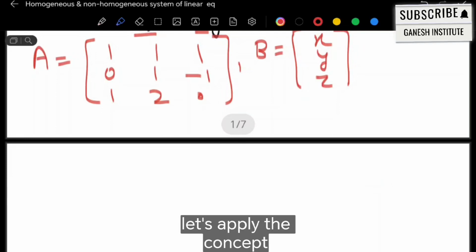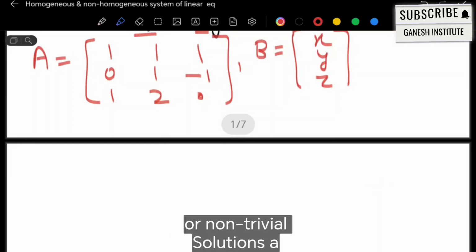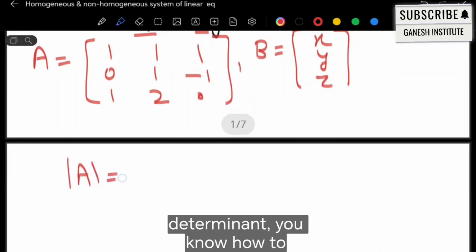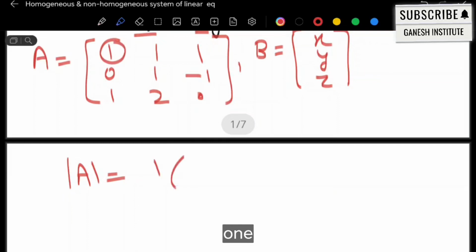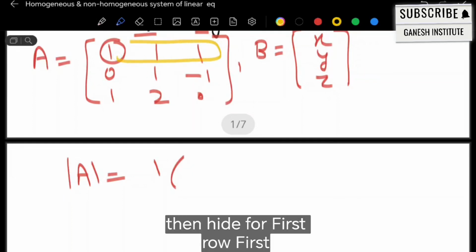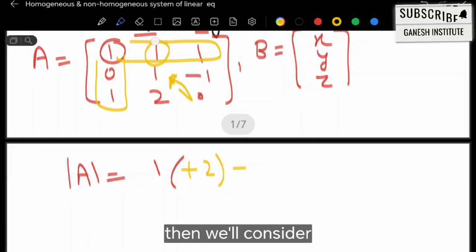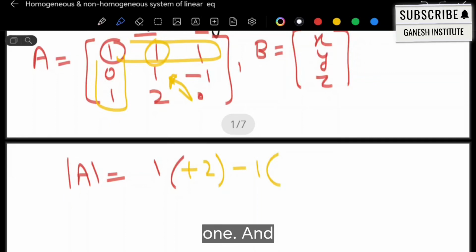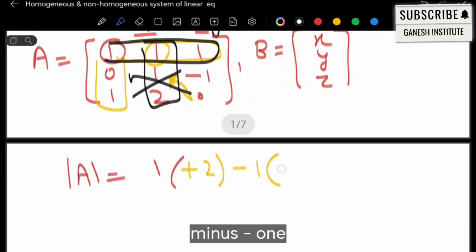So let's apply the concept of determinant and find out whether it will have trivial or non-trivial solutions. The determinant of A. You know how to find a determinant? It will be 1, then hide the first row, first column: 0 times 1, 0. And then minus 2 times minus 1 is plus 2. Minus, and we will consider 1. And we will hide this column and this row. We will have 0 minus minus 1, that is plus 1.